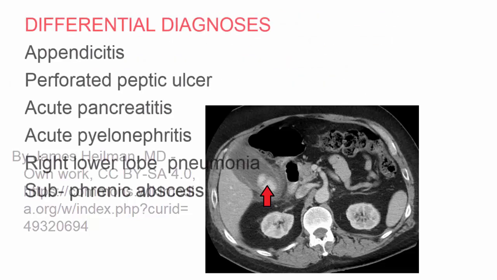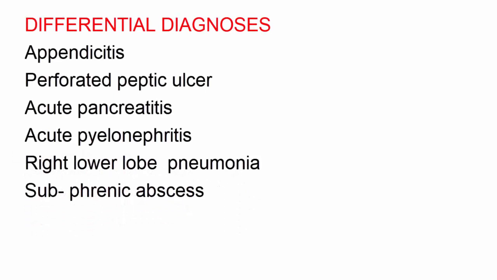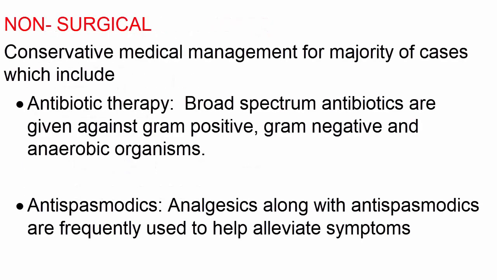Differential diagnoses: appendicitis, perforated peptic ulcer, acute pancreatitis, acute pyelonephritis, right lower lobe pneumonia, subphrenic abscess. Treatment: there are two approaches for treatment, surgical and non-surgical. Conservative medical management for majority of cases, which include antibiotic therapy. Broad-spectrum antibiotics are given against gram-positive, gram-negative, and anaerobic organisms. Analgesics, along with antispasmodics, are frequently used to help alleviate symptoms.